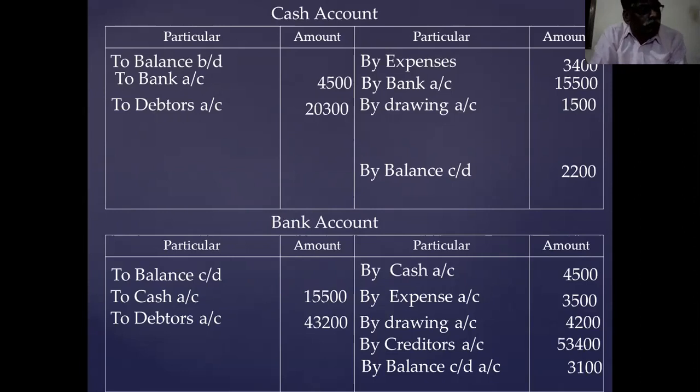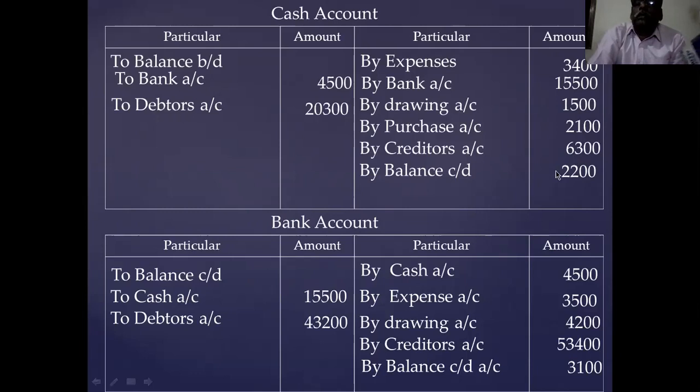Next is total sales, which goes to trading account. Cash purchase is there. So in the cash account by purchase 2,100. Next cash paid to creditor is there. Payment is there. By creditor amount is 6,300. Okay. In this way, you have to enter the cash related transactions in the cash book. This is cash book.